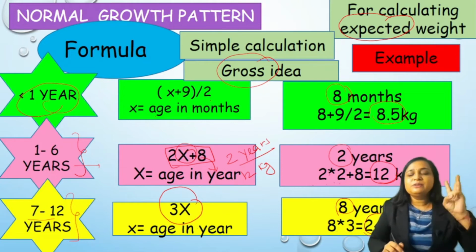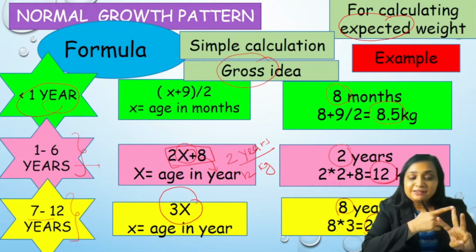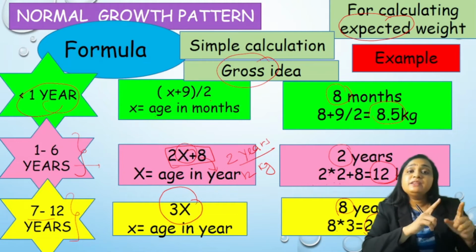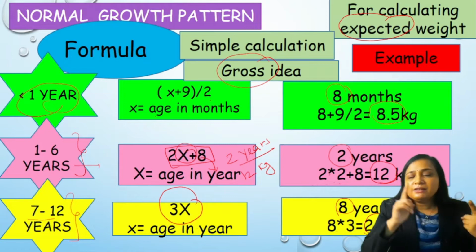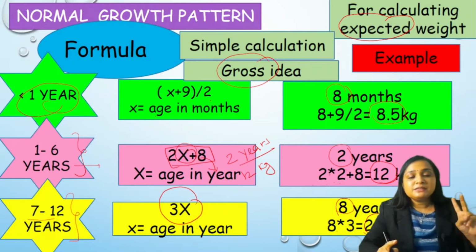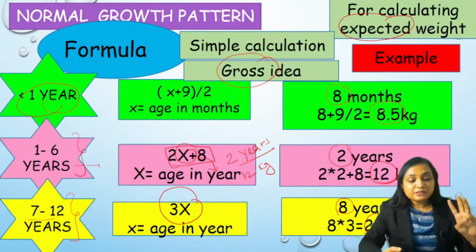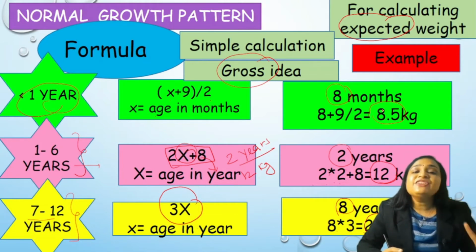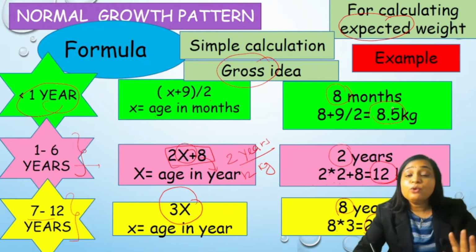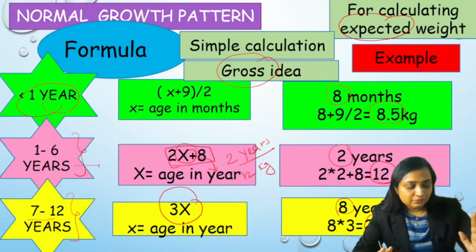So you have to remember 3 things. You are dealing with less than 1 year, 1 to 6 years and 7 to 12 years. If it is less than 1 year, it is (x + 9) / 2. If it is 1 to 6 years, it is 2x + 8. If it is more than 6 years, it is 3 times x. I hope you all will remember. You have to just store it somewhere in your gray matter and you will be having the answer in no time.